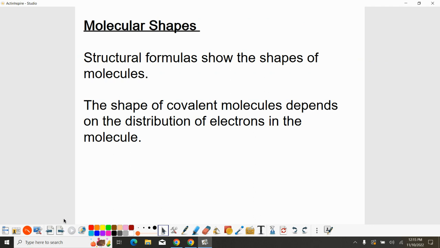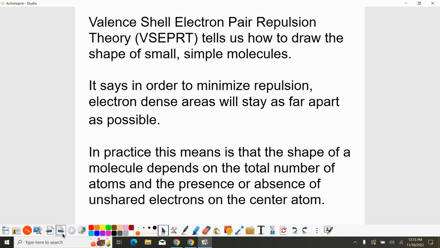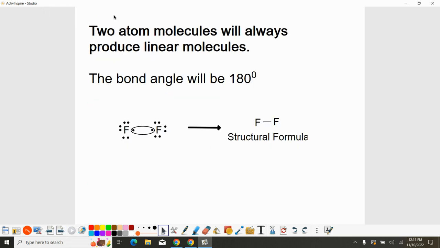Molecular shapes, that's where we did the table and talked about the number of atoms we need. VSEPR, valence shell electron pair repulsion theory, tells us whenever we have a 2-atom molecule, it's going to be linear. Bond angle is going to be 180 degrees.